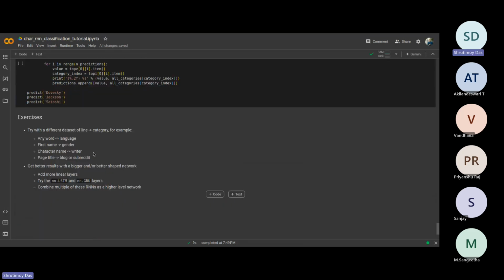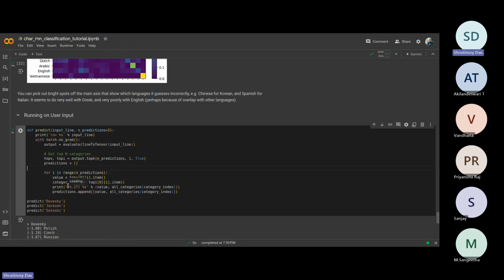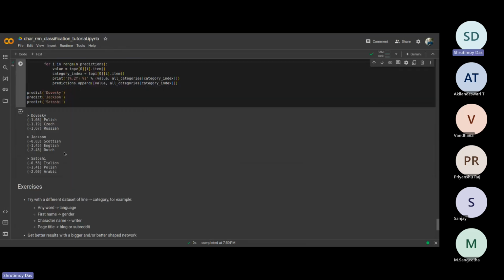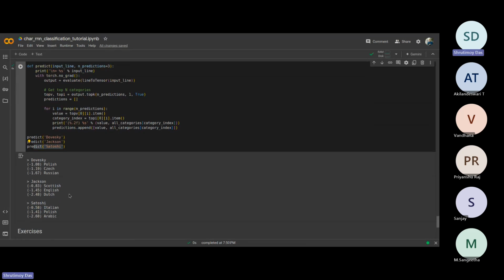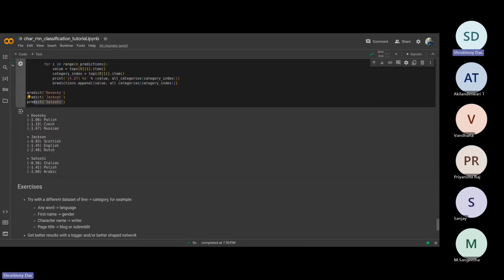And you can just give some user input. If you give, say, Satoshi, which is a Japanese name, but because our network is not well trained this time, it says with some score of, say, minus 0.58, it is Italian or Polish or Arabic. If it was good, it would have said that with probability one, it is Japanese. But since it is not trained well, we just get the confidence it has for the various classes it may belong to.